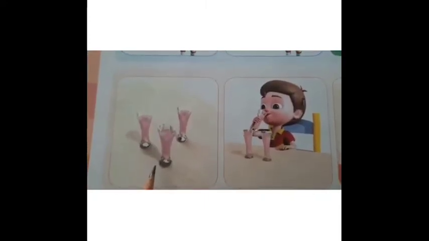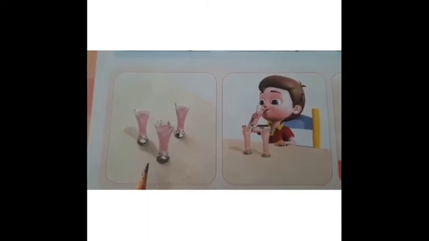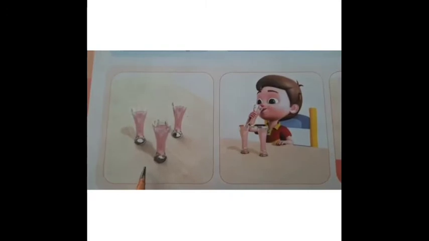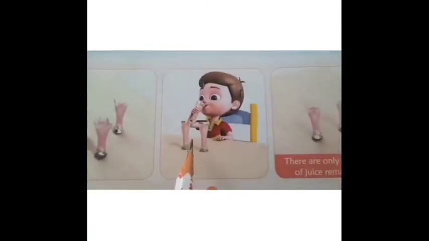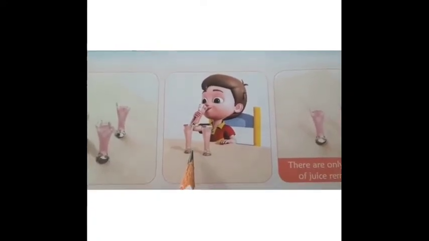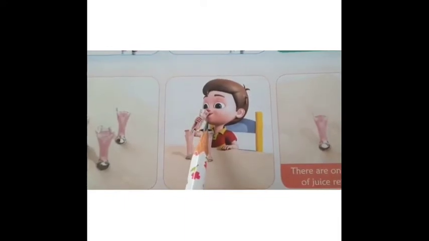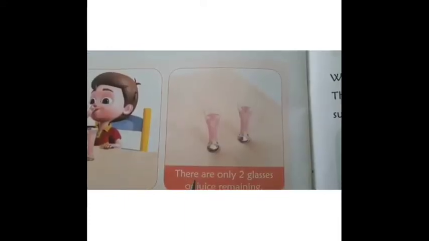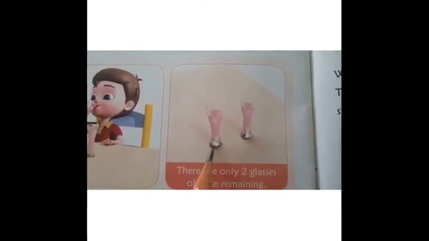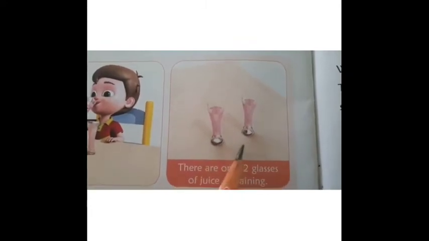Next, look at this picture. How many glasses of juice are there? Let us count. 1, 2, 3. There are 3 glasses of juice. Children, now look at this picture. Out of 3 glasses of juice, the boy drinks 1 glass of juice. So, there are only 2 glasses of juice remaining.